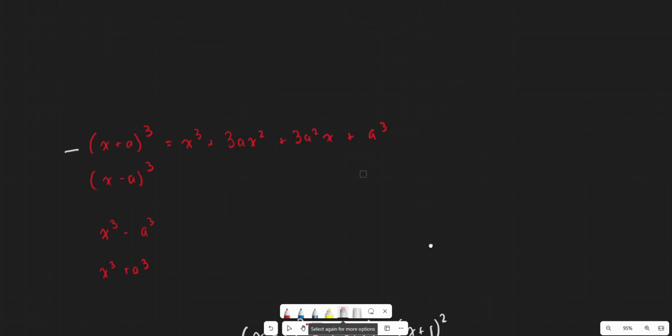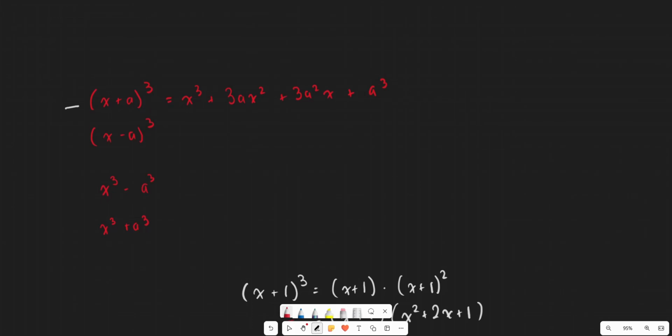So yeah, this is the formula for the cubes of binomials, or also called perfect cubes. And the conjugate of the same formula, the conjugate meaning that the operation in the middle is just different. So the conjugate of that formula is x cubed minus 3ax squared plus 3a squared x minus a cubed. So these two formulas make up our perfect cube formulas. And now let's move on to our difference and sum of cubes.